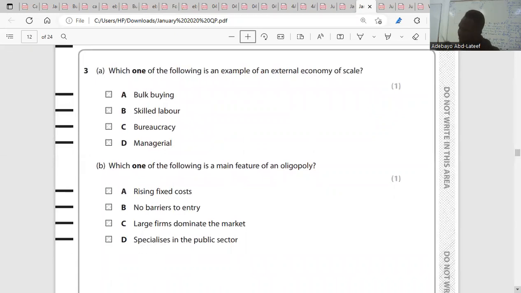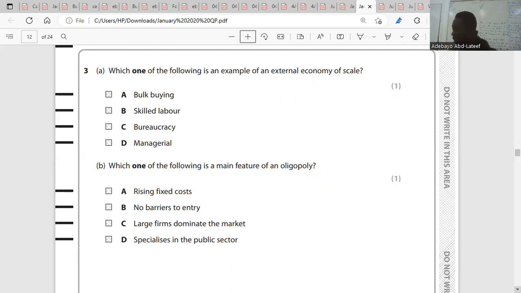So we said external economies of scale is what? A reduction in the average cost as a result of expansion in the industry. That is external. A reduction in the average cost as a result of your own expansion is internal. So they say, what is external economies of scale? Example here. Bulk buying is the same as purchasing economies of scale. Listen, guys. Bulk buying is the same as purchasing economies of scale, which is internal economy of scale. Skilled labor. Let's forget about skilled labor. I'll come back to that.